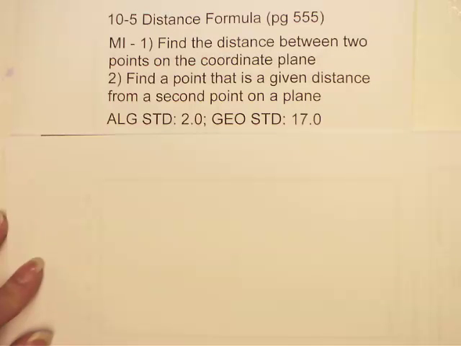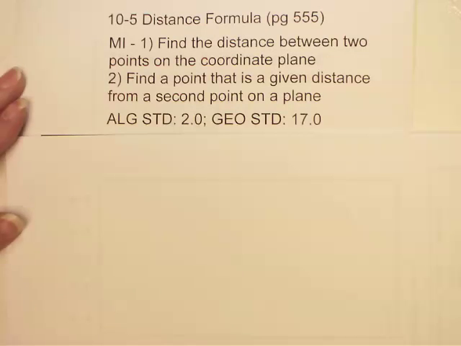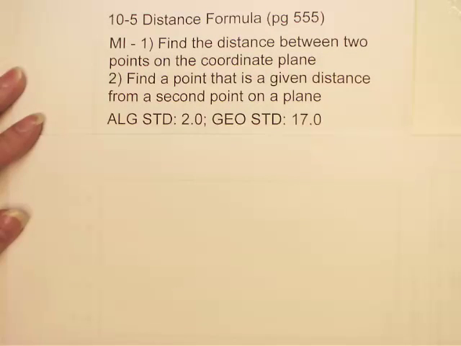Today we're going to cover 10-5, the distance formula. Our main idea today is to find the distance between 2 points on the coordinate plane. Also, we're going to find a point that is a given distance from a second point on a plane. In other words, if they gave you the distance, we're going to find the point. So going one way and then the other. Okay? Algebra Standard 2.0, and it's also a geometry standard for the next course, geometry.